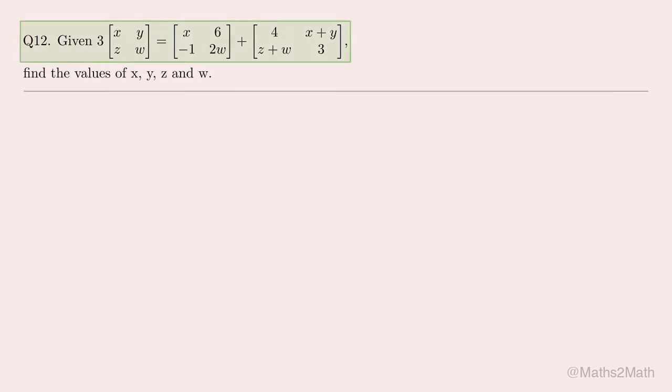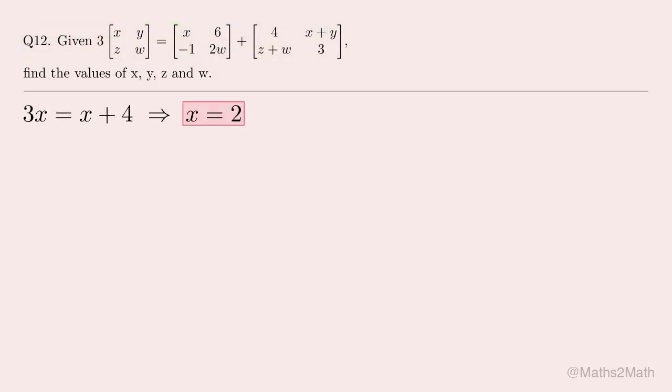Question 12. Unknowns on both sides this time. Each entry becomes a small equation to untangle. The entries mix the unknowns across both sides, so each position gives its own little equation. Top left, 3x equals x plus 4, so x is 2.